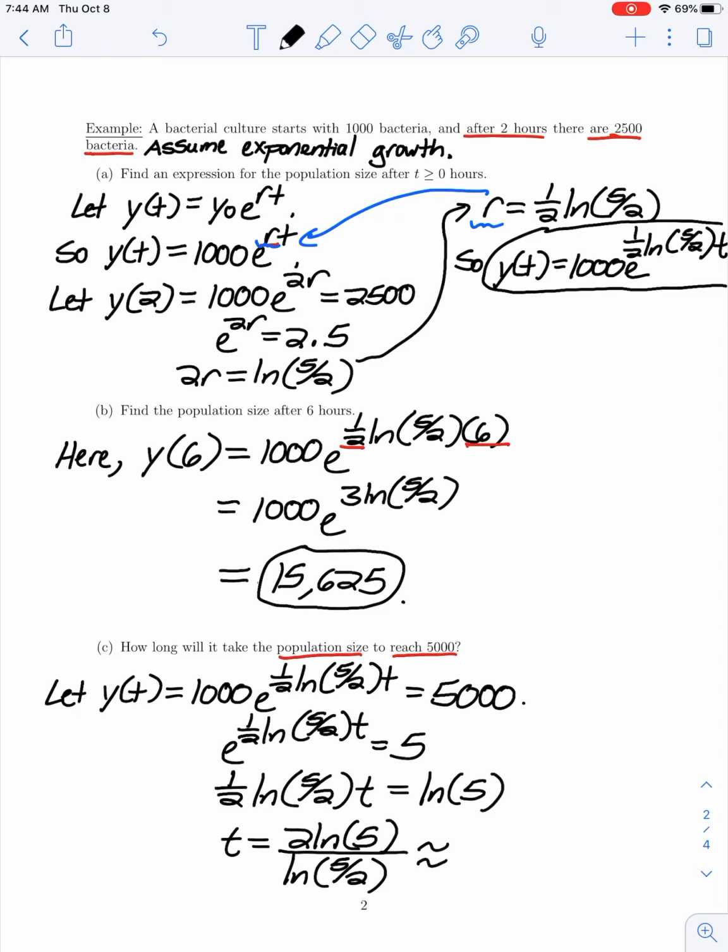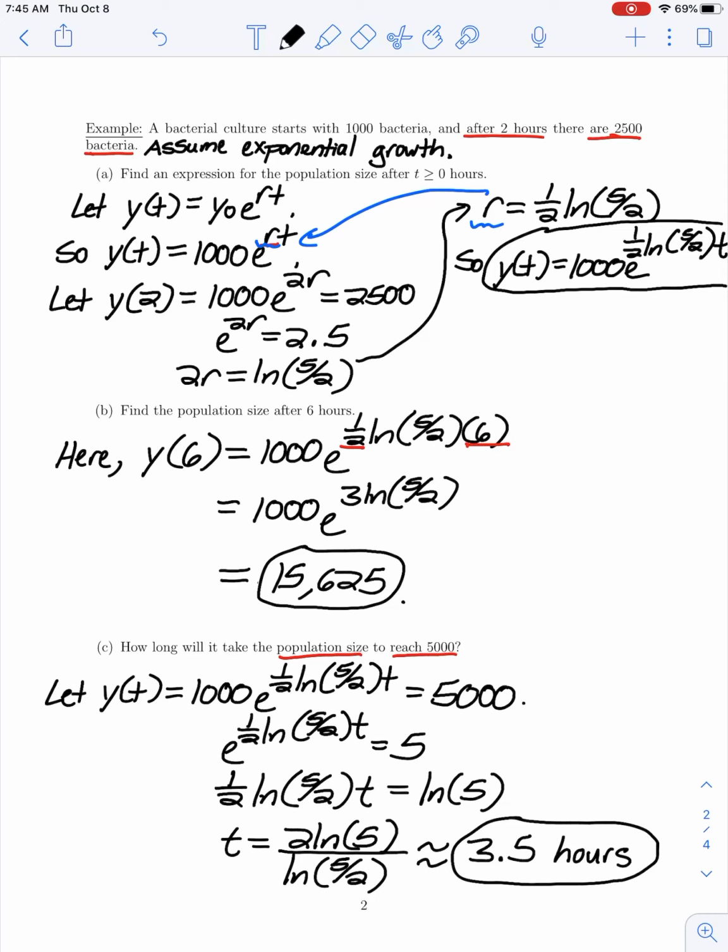So using a calculator to approximate this value, let's see what we have. Log of 5 times 2, and then we would be dividing by the natural log of 5/2, which gives us a value of t equals approximately 3.5. And here, let's recall that t was being measured in hours. So after approximately 3.5 hours, we will have a population of 5,000.